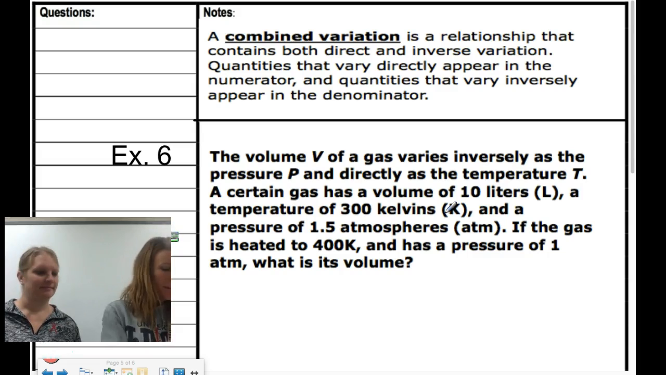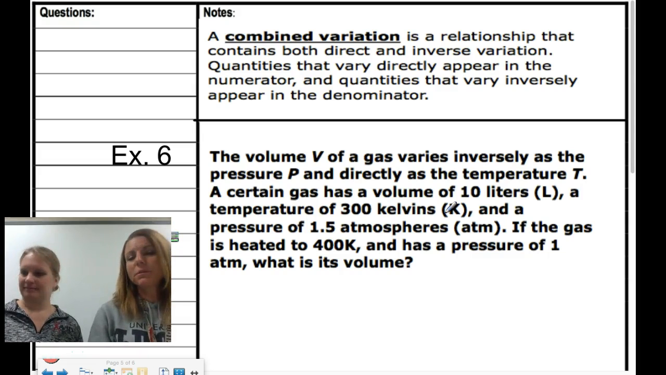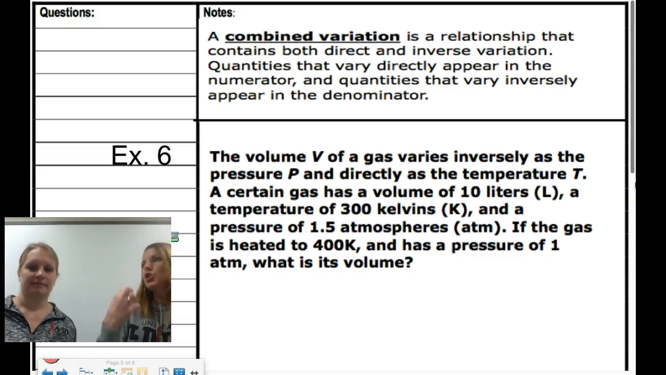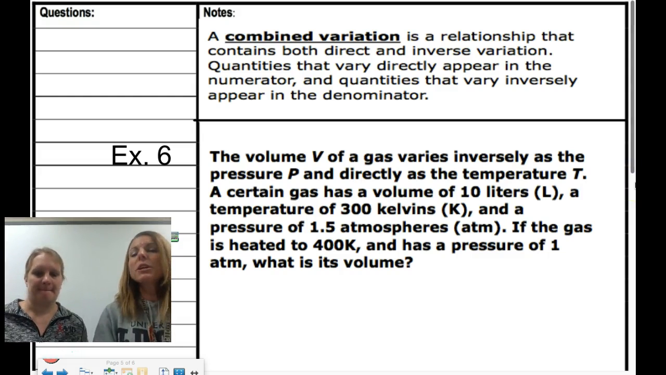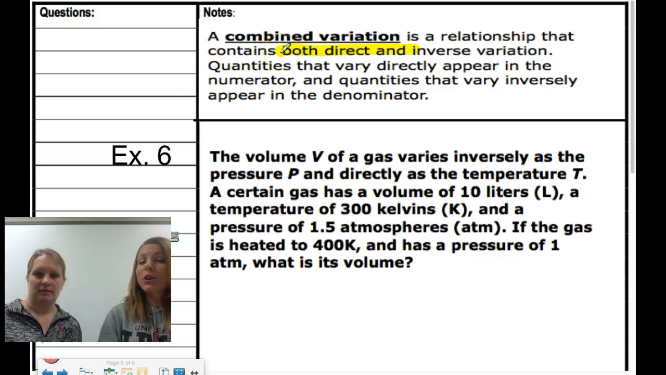Okay, last part of this lesson. Combined variation is very similar to joint, but different, because joint is only direct. This is a relationship that contains both direct and inverse in it. Quantities that vary directly appear in the numerator. Quantities that vary inversely appear in the denominator.